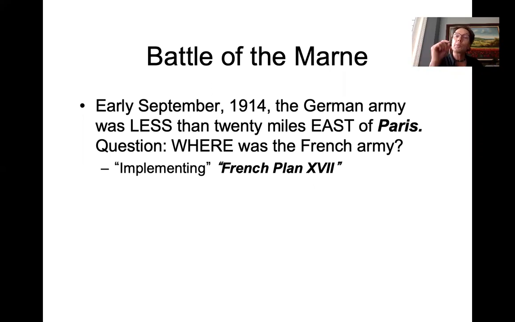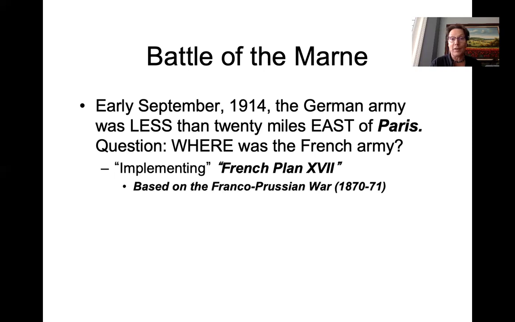So the French were implementing what's called French Plan XVII, and this is Roman numerals. I know they don't teach it in school anymore, which is a shame. So an X represents a 10, the V represents a 5, and each of these I's represents a 1. So 10 and 5 is 15, 16, 17. So draw a line off to the side. This is French Plan 17. So French Plan 17 was actually created before the Schlieffen Plan was created back in 1905.